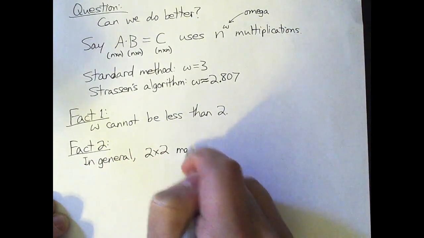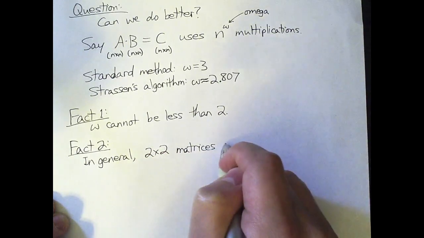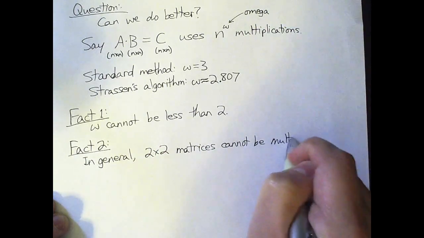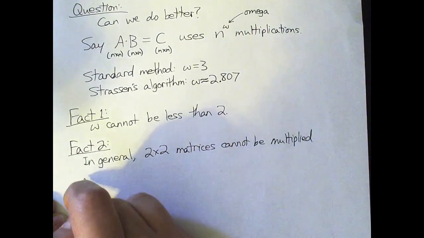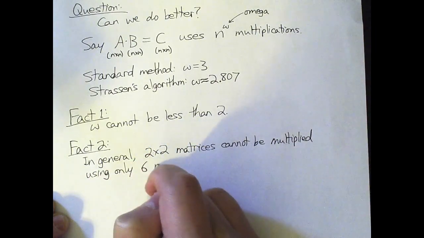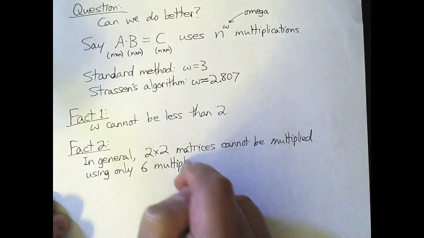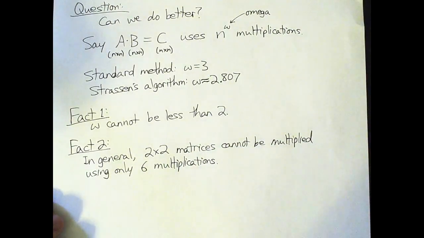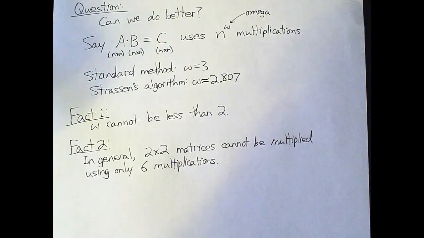Now, fact number 2, in general, 2x2 matrices cannot be multiplied using only 6 multiplications. So the standard method uses 8, Strassen's method uses 7, and it has been shown that you will never be able to find a method that does it using only 6.